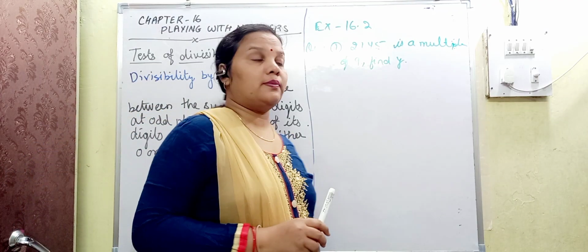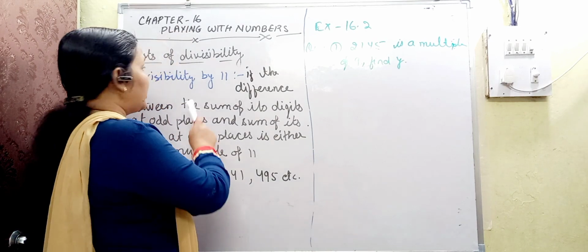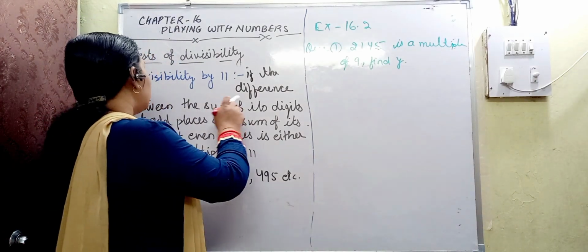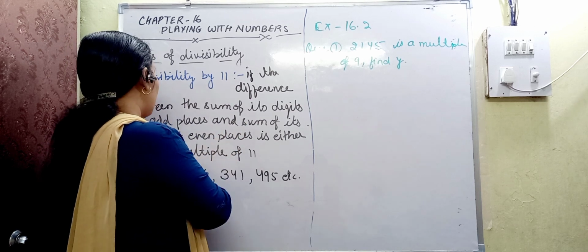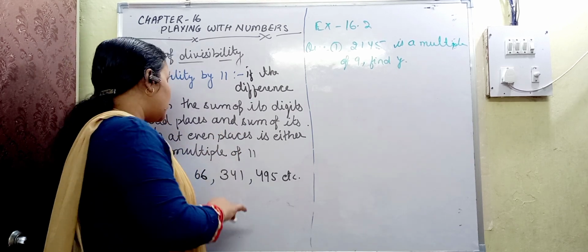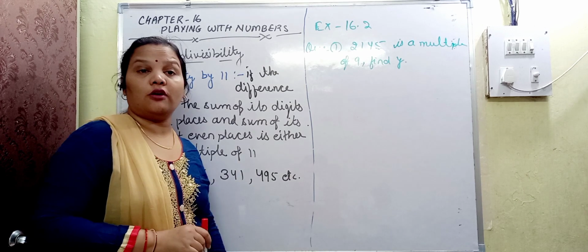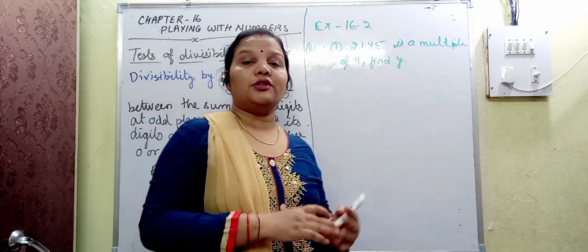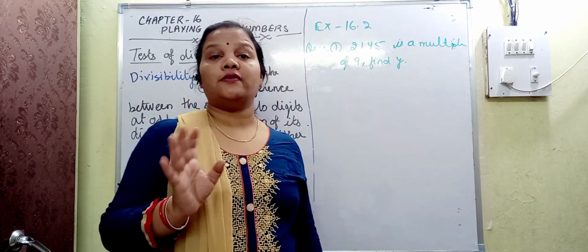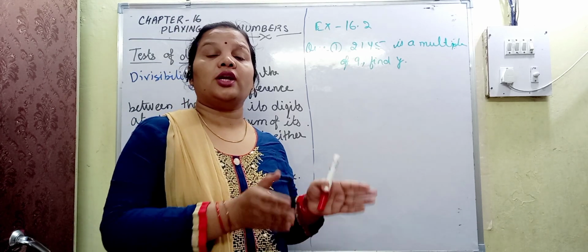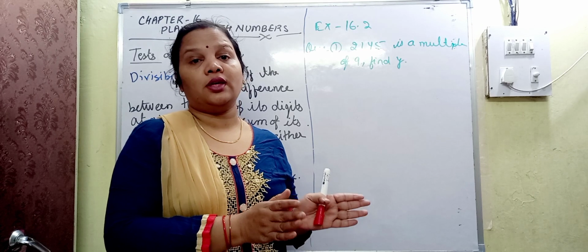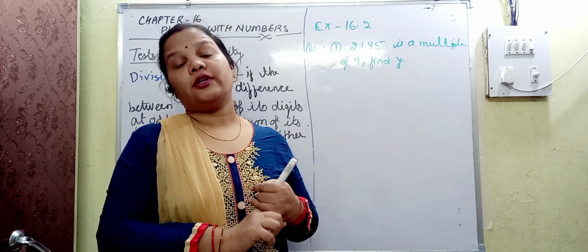Now next we will discuss divisibility by 11. Okay. So if the difference between the sum of its digits at odd places and the sum of its digits at even places is either 0 or a multiple of 11. So if any number is given to you, how do you find out the divisibility test of it? You have to first add the digits in even places and the odd places, and then find out the difference between them.